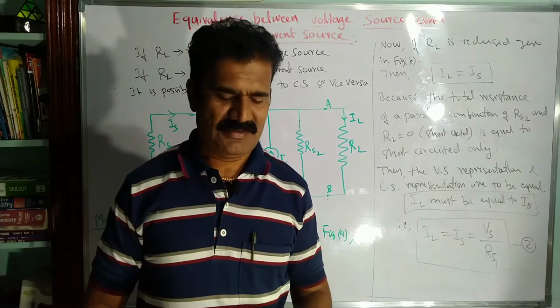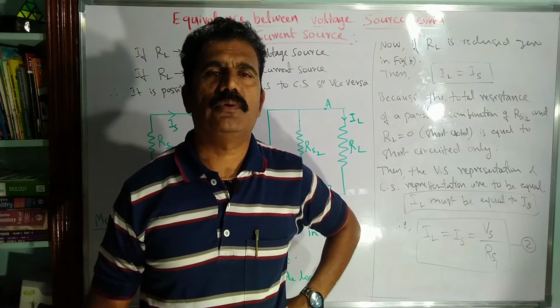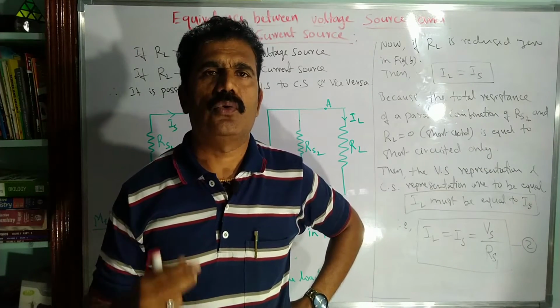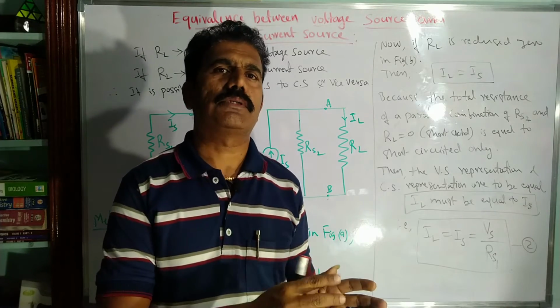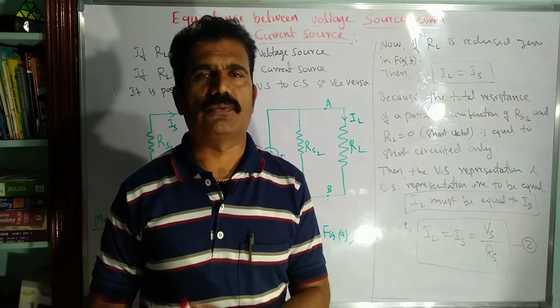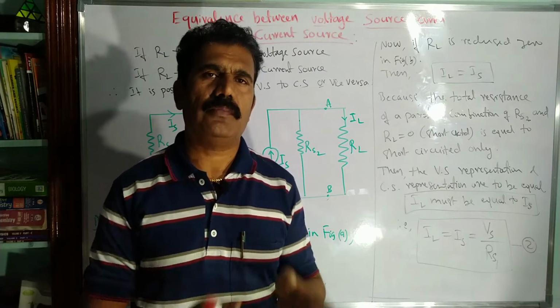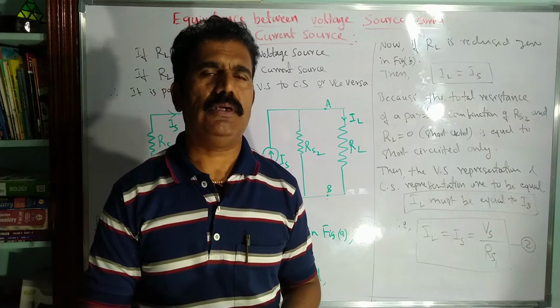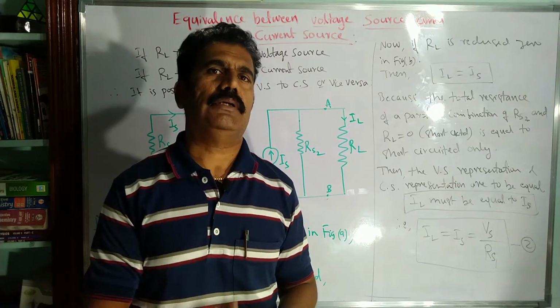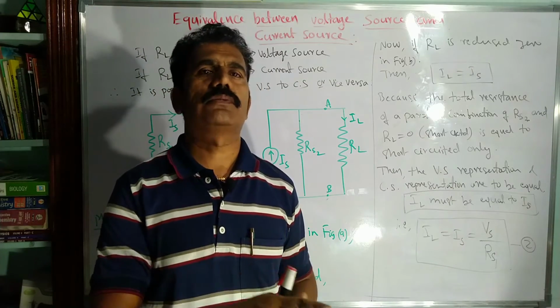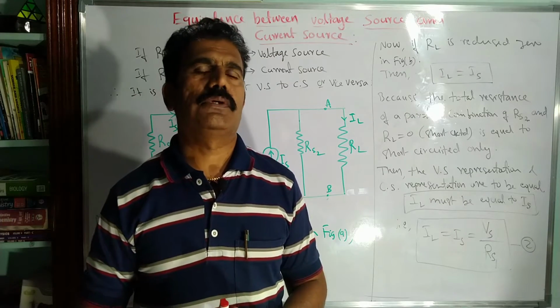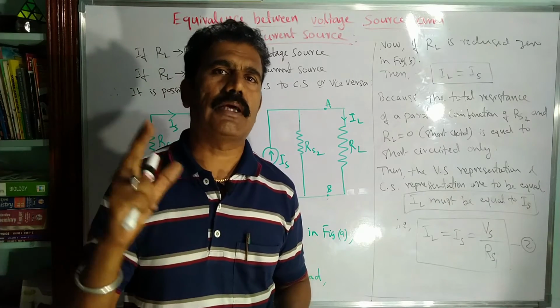Hello students. In the last video we discussed the two types of sources, correct? Voltage source and current source. In fact this voltage source is not that different from the current source, okay? Both can be obtained from a given single source. In what condition the given source behaves as a voltage source, and in what condition it behaves as a current source, depends upon the externally connected load.